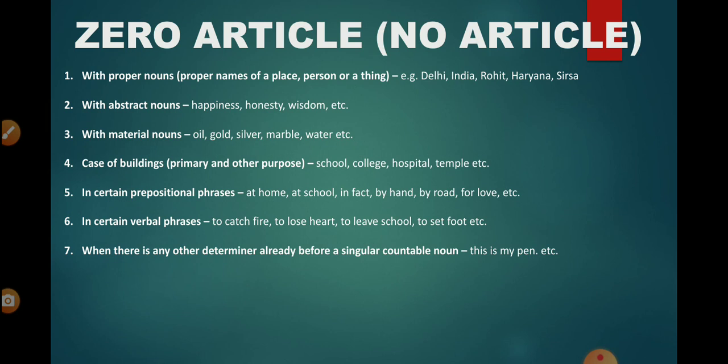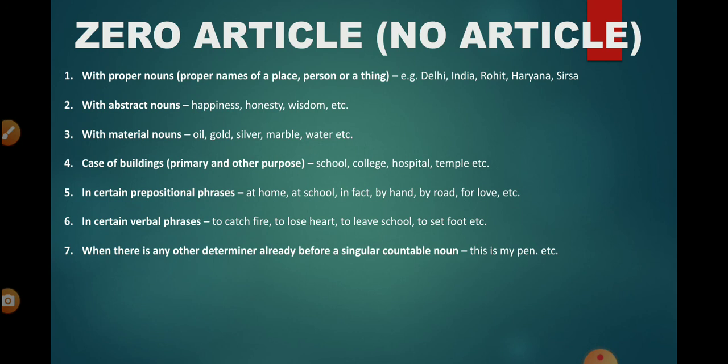Equally important is the omission of an article, meaning zero article. Sometimes we find that students make mistakes by using an article where it is not necessary. It is equally important to omit an article where it is not required. There are certain rules which tell us that we are not to use any article, meaning zero article, and if we make use of an article, it is again a grammatical error. So the first rule is with proper nouns, proper names of place, person or things.